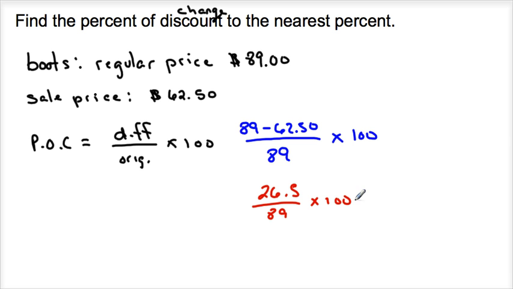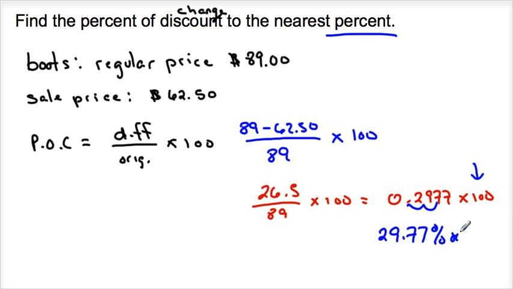Again, I'm using the calculator for this. If I take my 26.50 divided by 89, I got an answer of 0.2977. I'm going to stop there, times 100. And remember, multiplying by 100 will convert my decimal into a percent. So I'm going to move my decimal over 1, 2, and to the nearest percent, this is 29.77%, or about 30% discount. So this is using the percent of change formula.